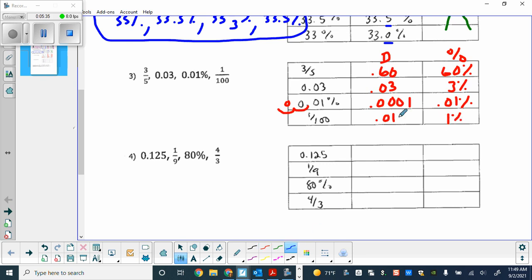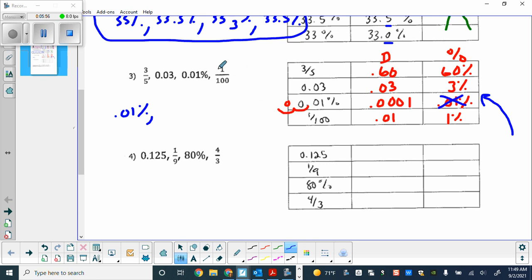Now, for this reason right here, that's why I would consider myself more of a percent person. I can see that a 0.01% is smaller than 1%, which is then smaller than the 3%, and then I get my 60%. So I see this as the smallest number, so 0.01%. We took care of that one.